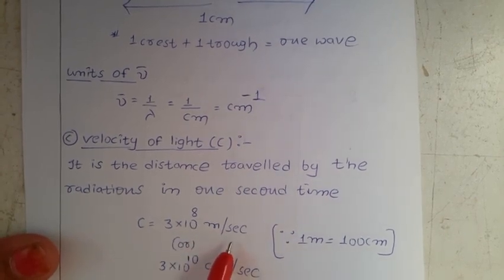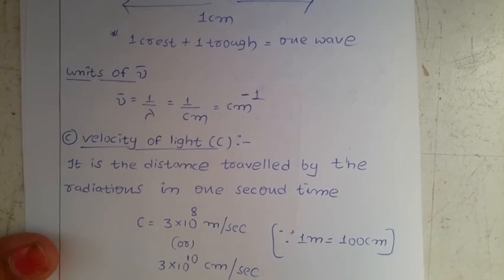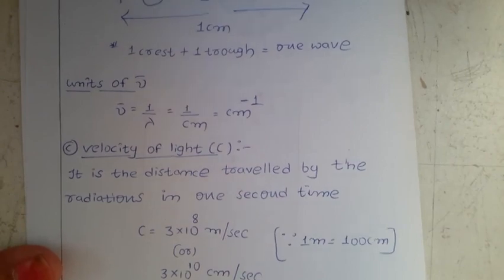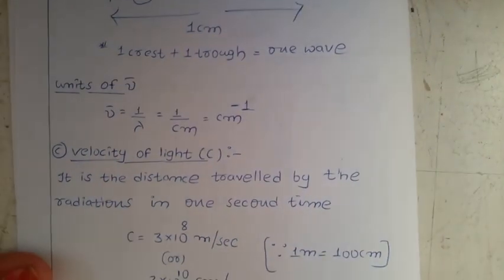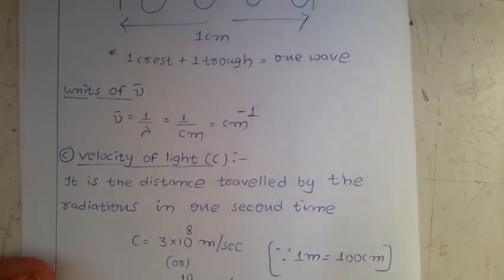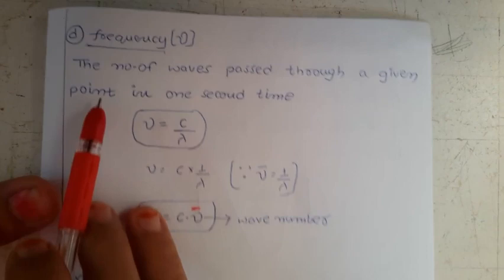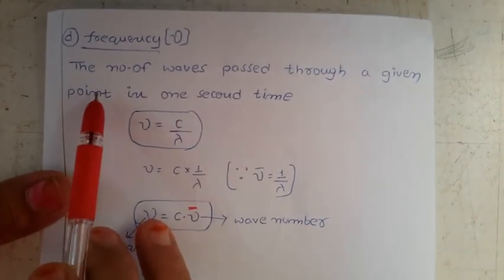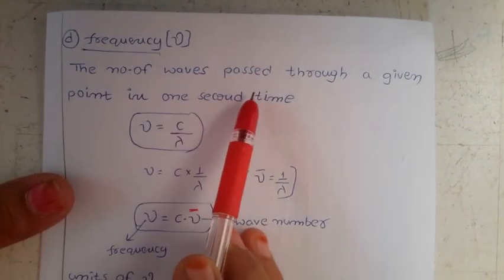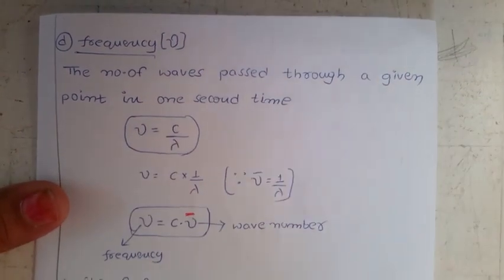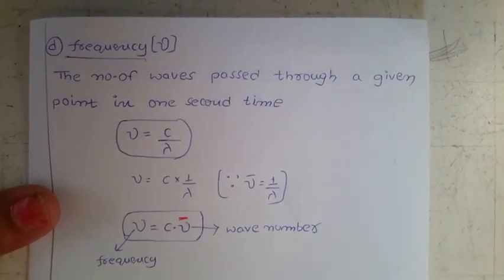This is in MKS units, or 3 into 10 to the power of 10 centimeter per second in CGS units. This is about the velocity of light. Next, frequency. What is frequency here? The number of waves passed through a given point in 1 second time. What is the meaning of that?